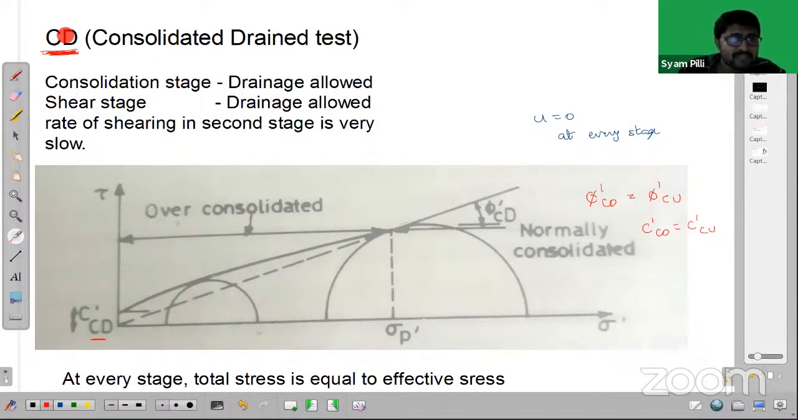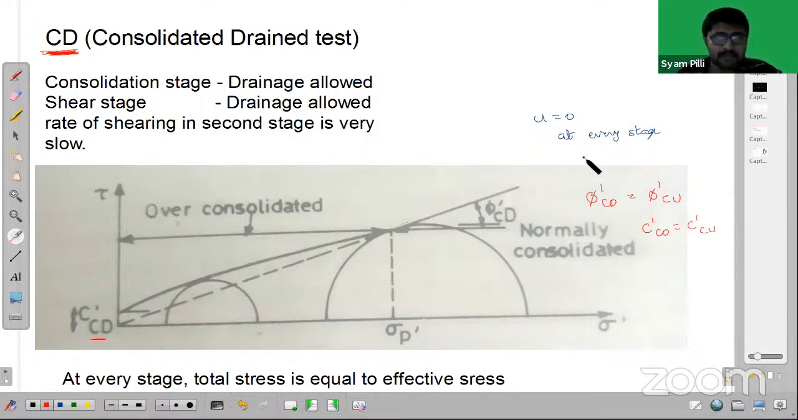क्योंकि CD test के लिए बहुत time लगता है. So you have to allow the drainage. So the drainage takes so much of time, so many weeks. ये second stage, CS stage में drainage allow करने के लिए बहुत time लगता है. तो वो टाइम कट डाउन करने के लिए मैं क्या करूंगा? I'll do CU test instead of CD test. क्योंकि मेरा पैरामीटर्स ऑलमोस्ट सेम है, right? So that is the point here.